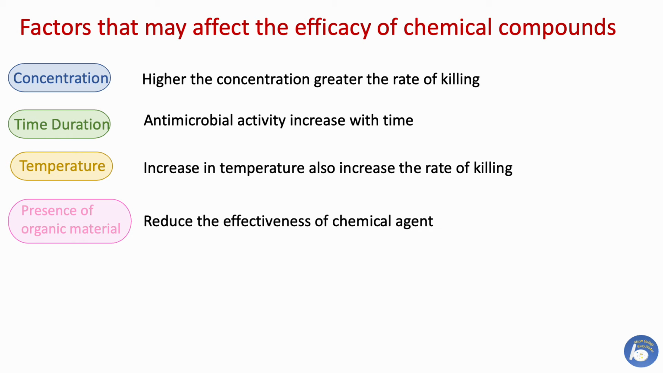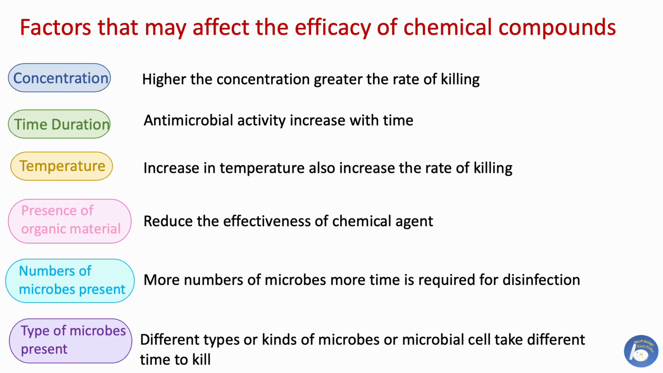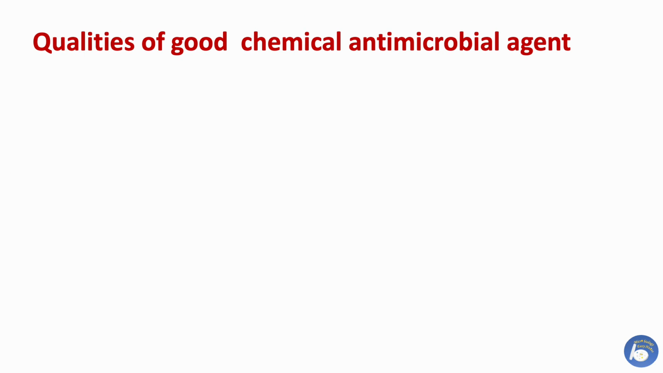Presence of organic material. Organic material such as protein reduce the effectiveness of the chemical agent. Numbers of microorganisms present. The larger the number of organisms, the greater will be the time required for disinfection. The kind of microbes present. Spores are exceptionally resistant to the great majority of disinfectants, while cells can be easily killed.